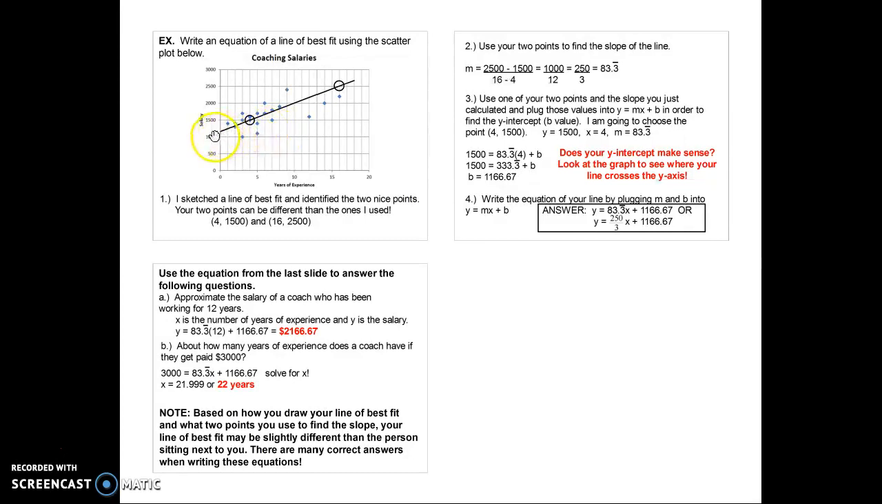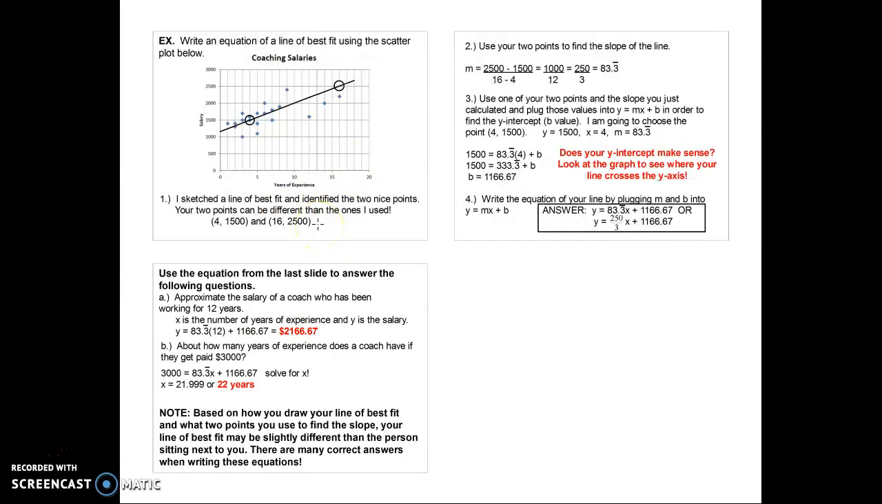So if we look at the line that we drew, okay, we sketched the line of best fit and identified two nice points. Okay? Now again, those two nice points could be actual data points from your initial set of data, or they could just be where it crosses your x and your y values nicely. So in this case, one of these nice points is an actual data point. The other one up here where we have it circled is not an actual data point, but that's okay. You can still use that as your nice point. So the points that we used were (4, 1500) and (16, 2500). So those are our two nice points.